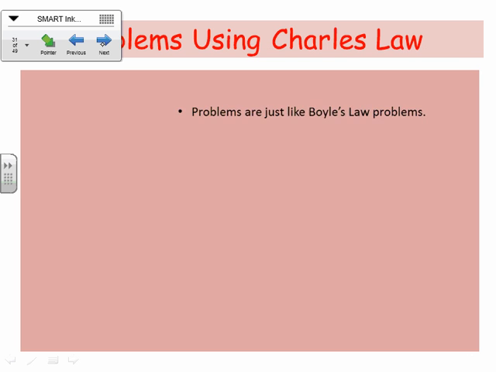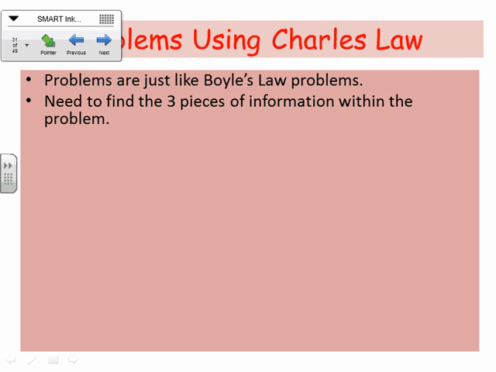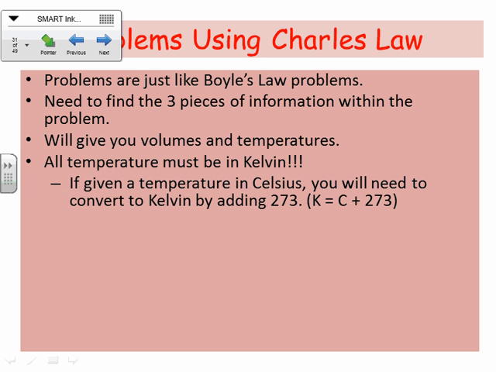Okay, these are just like Boyle's law problems. You have to find the three pieces of information out of the four, and then the fourth one you just solve for as though it were an x. Now, again, this is where it becomes important: you have to use Kelvin because this equation has temperature in it. These need to be Kelvin temperatures or they don't work.